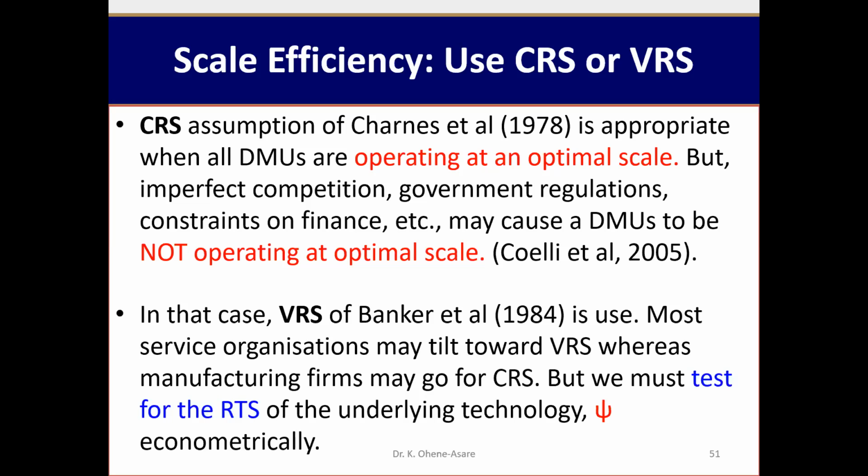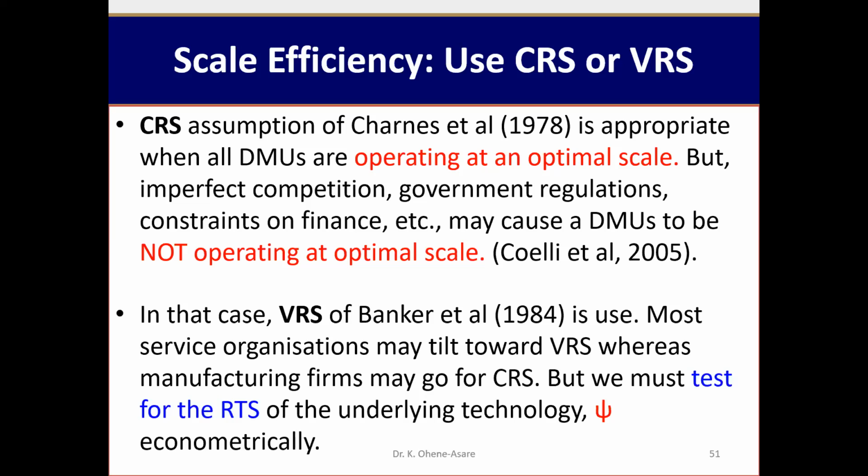So in 1984, about 6 years later, Banker joined the group. When Rhodes had exited the group, Banker, Charnes, and Cooper came and developed variable returns to scale. Because in real life, most service organizations tilt towards that VRS. And that is the whole idea.